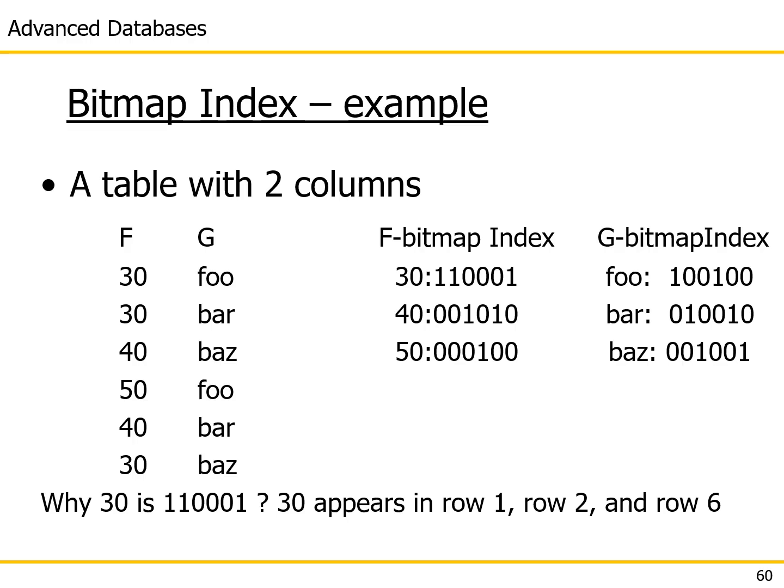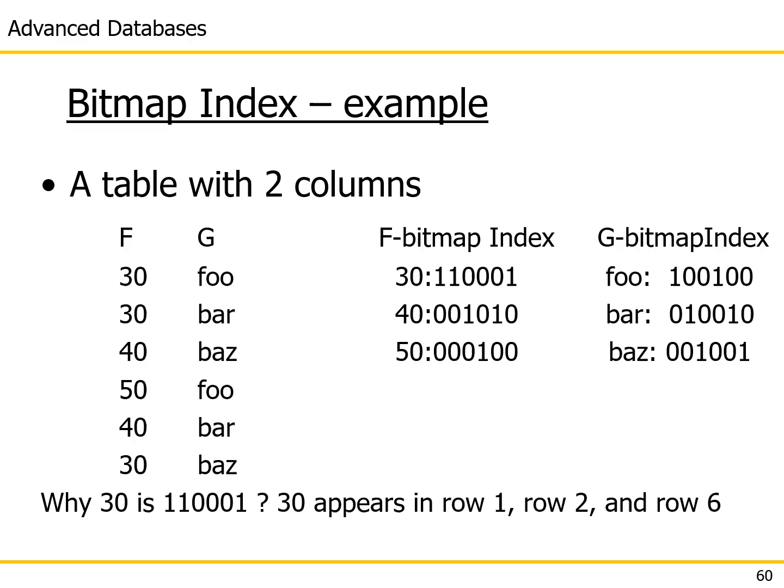Now, what's inside the bitmap, which is the sequence of bits? I will put a 1 every time 30 appears. So I'm assuming here I'm going to number the rows from top to bottom, and row number 1 has a 30, so I put a 1 there. Row number 2 has a 30, so I put a 1 beside it. Row number 3 has no 30, it has a 40, so I put a 0. Row number 4 has a 50, so I put a 0, it's not a 30. Row number 5 has a 40, so I put a 0, and the last row has a 30, so I put a 1. So the bitmap for 30 is 110001. This is how simple and naive this is.